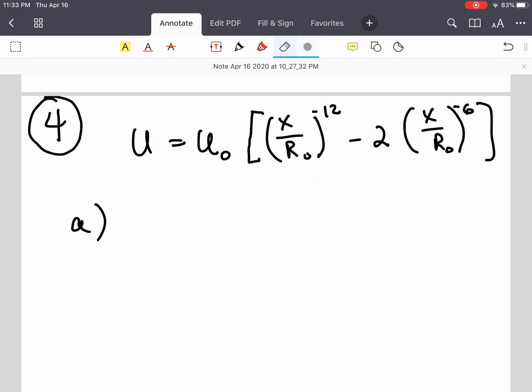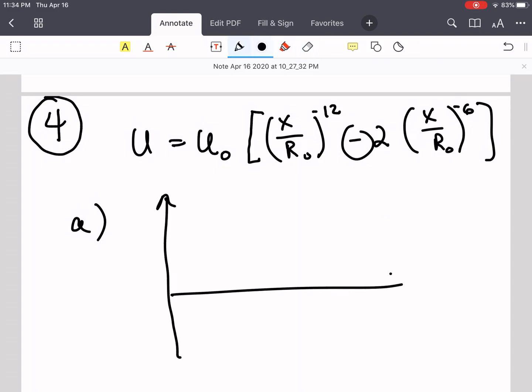X to the minus 12th is a rapidly increasing function near x equals 0, but then quickly decays. X to the minus 6 actually also has that property, but it's much, much less large near the origin, and then it's negative, and it decays to 0 as such because of this negative sign. When I add those two together, and you can just plot this on your handy-dandy graphing calculator, what you will find is the potential energy looks a little something like this.